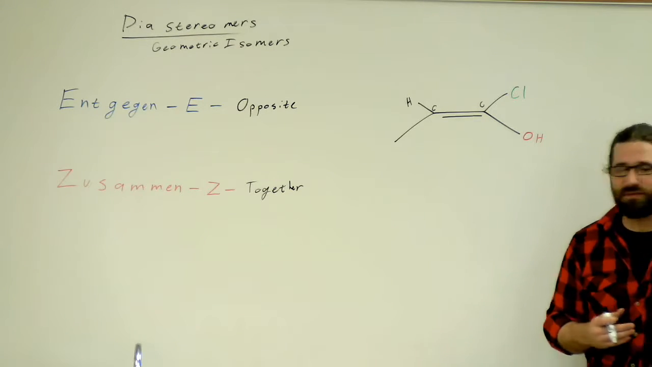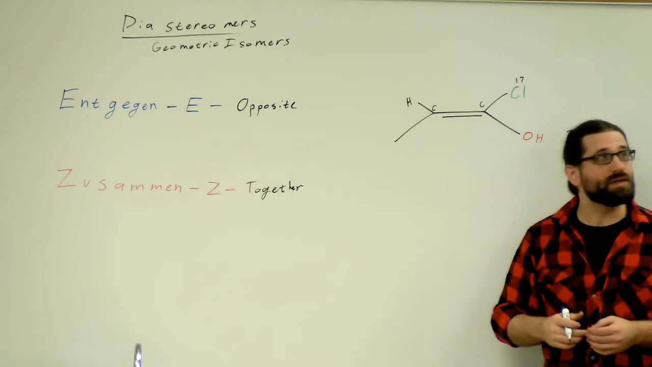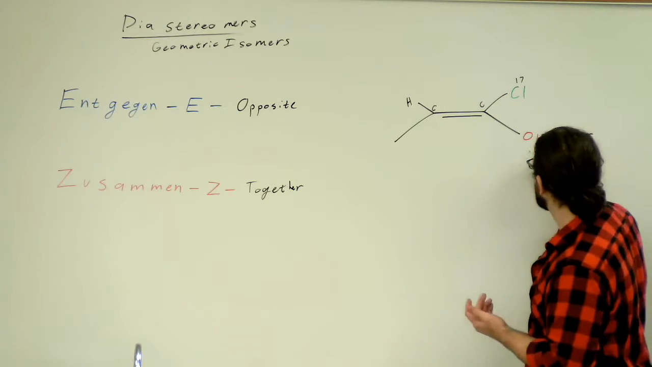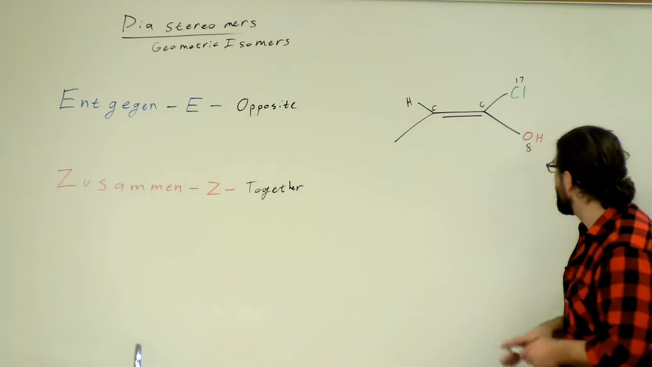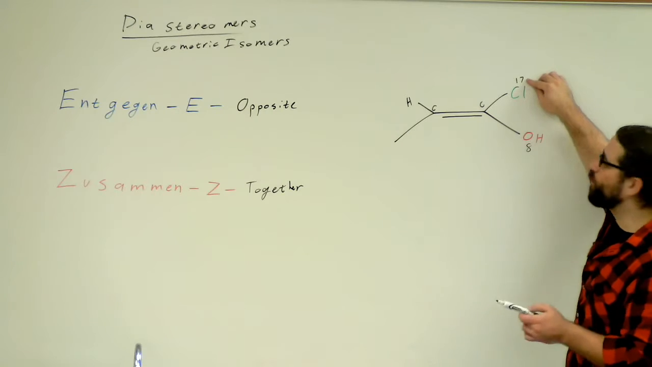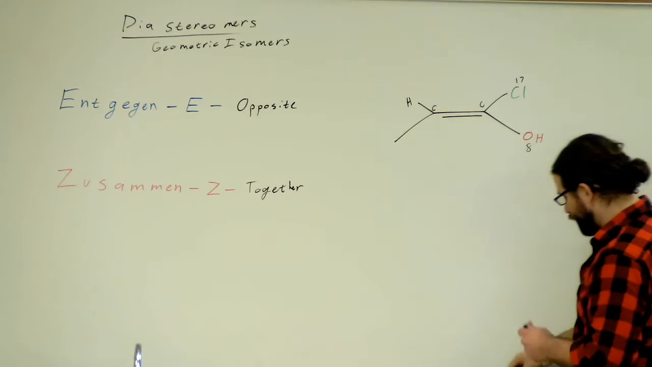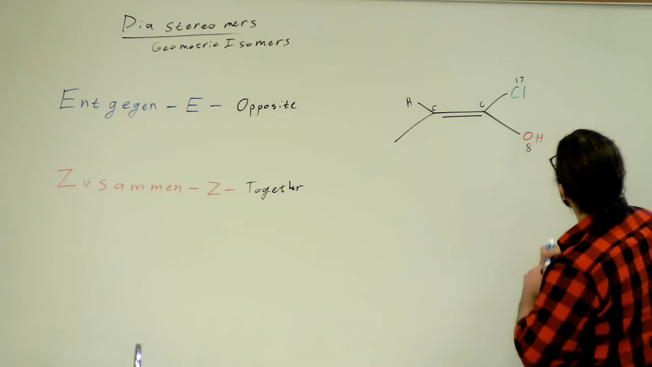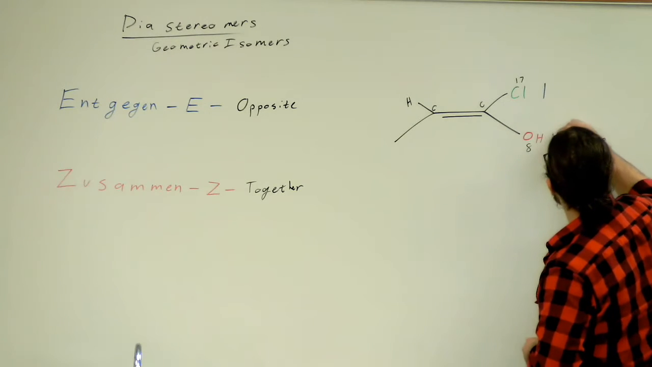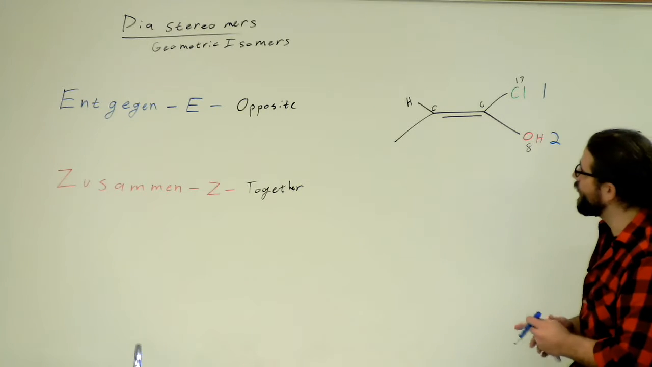So chlorine is 17. Oxygen is 8. Should know that off the top of my head. I don't. The higher number wins. So the higher number will be my priority 1. So let's put that in, let's give that a blue. So this is my first priority, this is my second priority. Okay? Now I'm going to do the same thing on the other side.